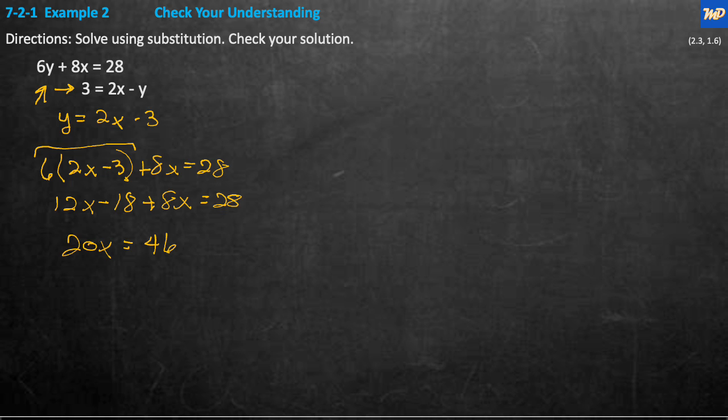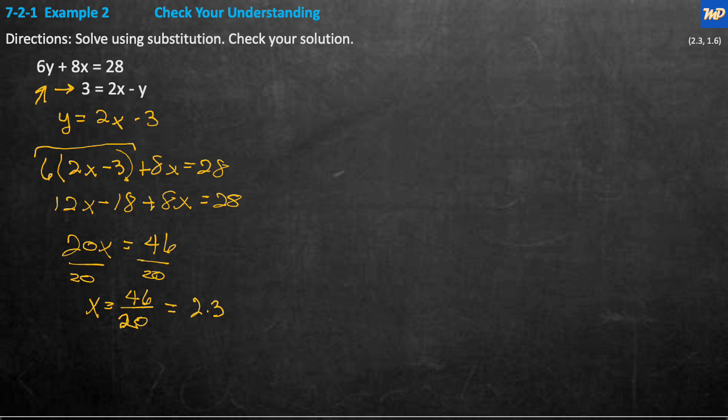46. Okay. So that means if we divide both sides by 20, we're going to get x is equal to 46 over 20. And if you divide this out, 20 into 46 goes how many times? It's going to be 2.3. Okay, 20 times 2.3 is 46. So that's our x value.